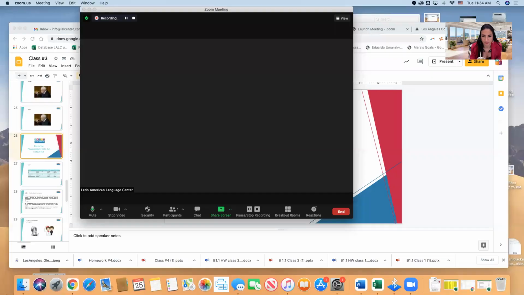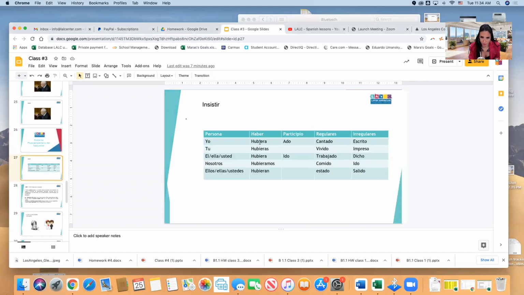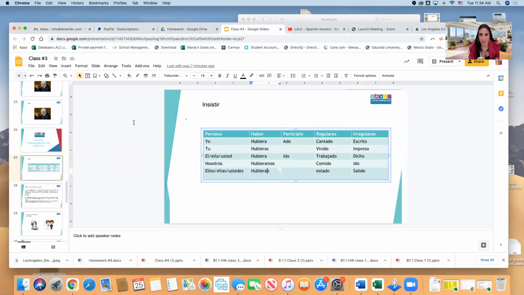So coming back to the subjunctive, if you are at this level already, it's called Pluscuamperfecto del Subjuntivo, which means pluperfect of the subjunctive. I hate that name, but I had to give it a name in order to explain it to you. But it's the hubiera, right? Plus ado or ido. So it's this one, Pretérito Pluscuamperfecto del Subjuntivo: hubiera, hubieras, hubiera ido.